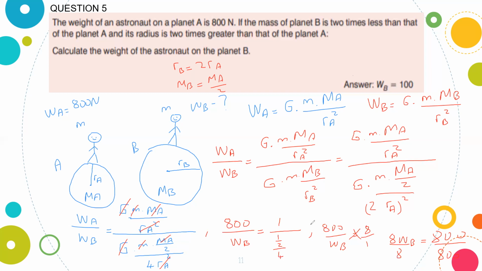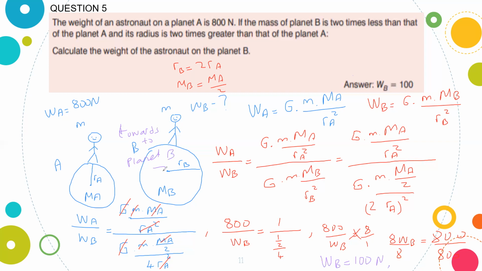Let's write W B equals, remember we said the answer is 100. W B equals 100 newtons. Direction, let's write here, direction towards planet B. Planet B. So, okay, next time I must write more nicely, sorry about it. But I hope you get it.